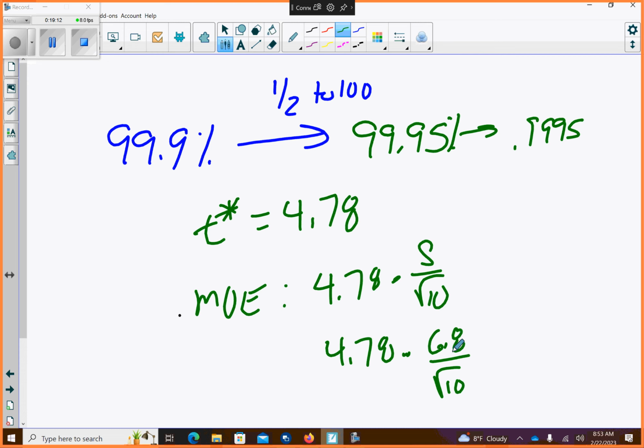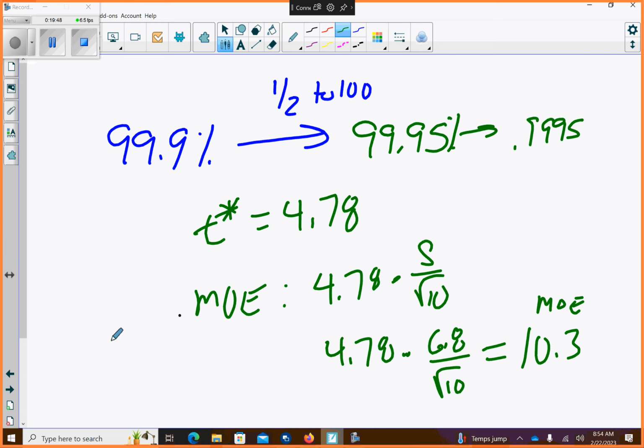So 6.8 divided by square root 10. Oops, wrong one. 6.8 divided by square root 10 times 4.78. So this rounds to 10.3. This is our margin of error.